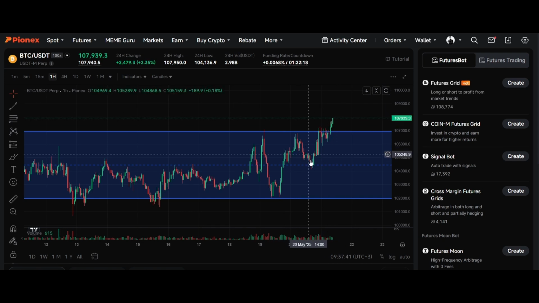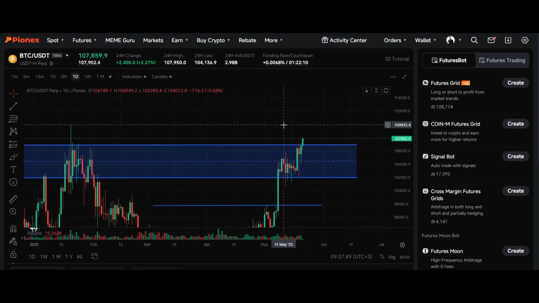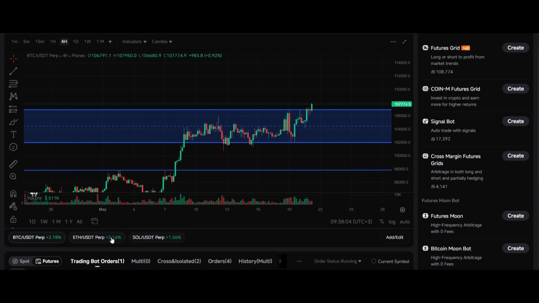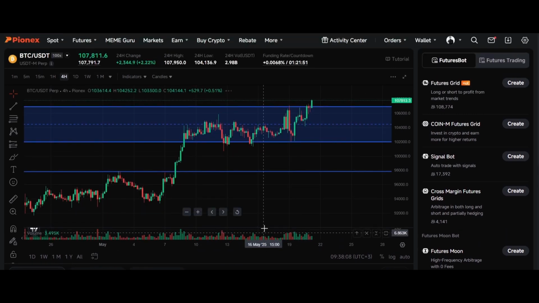And we see Bitcoin absolutely skyrocketing and breaking above this resistance line and moving towards the all-time high. So let's see if we approach it today or break it or have a rejection. But it's been going great the last hours, and also Ethereum and Solana following a similar chart.